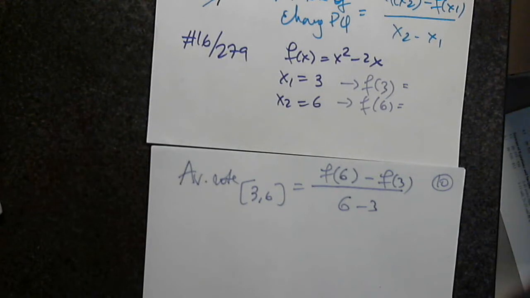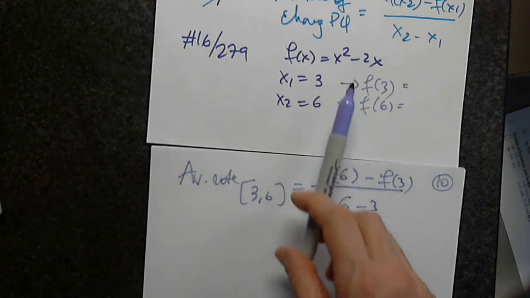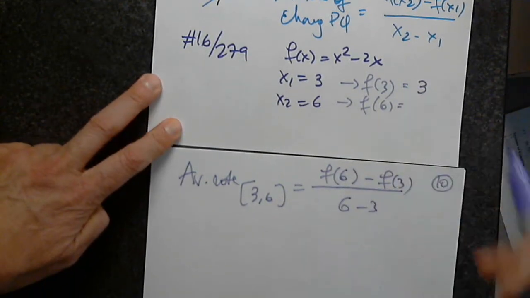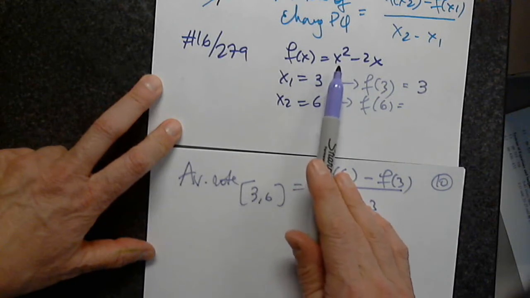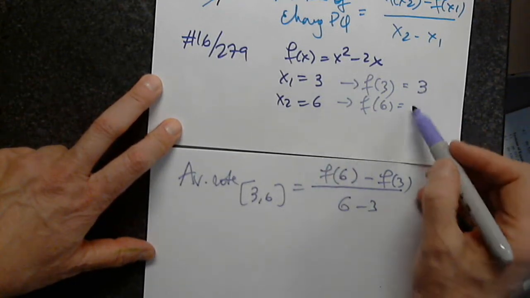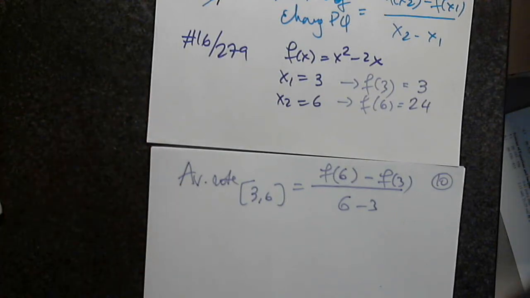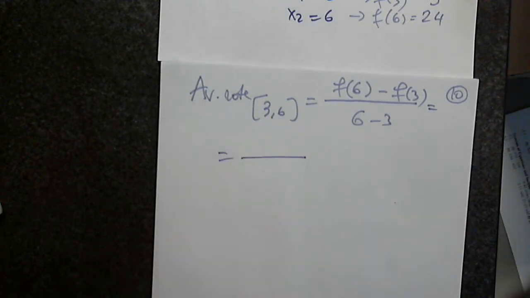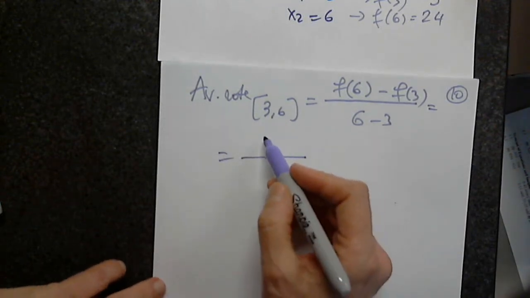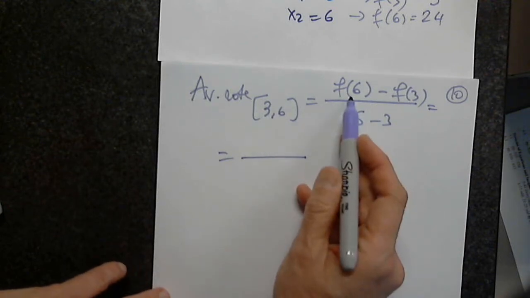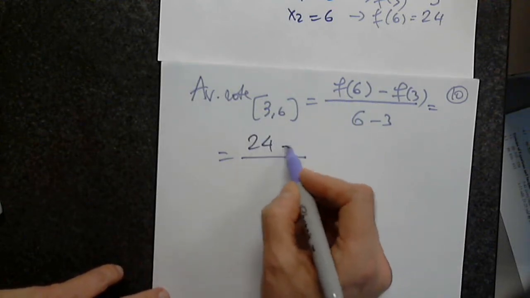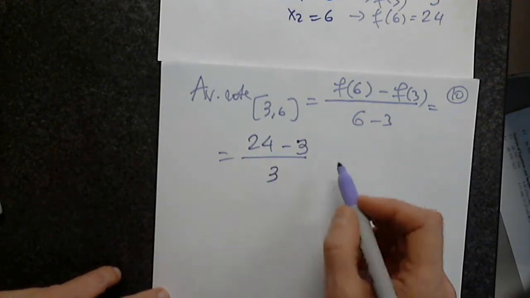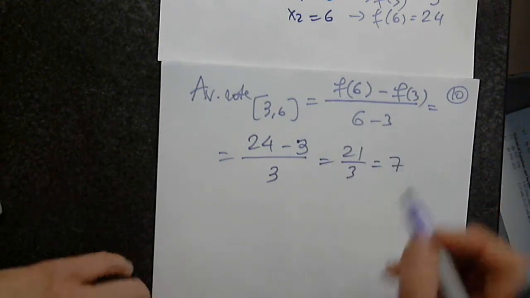How much is f of 3? 9 minus 6, which is 3. Good. And f of 6 is 36 minus 12, 24. Do you all agree with 3 and 24? Good. So what will be the average rate of change between the given points? 24 minus 3, which is 21, over 3. So this is 21 over 3, which is 7.